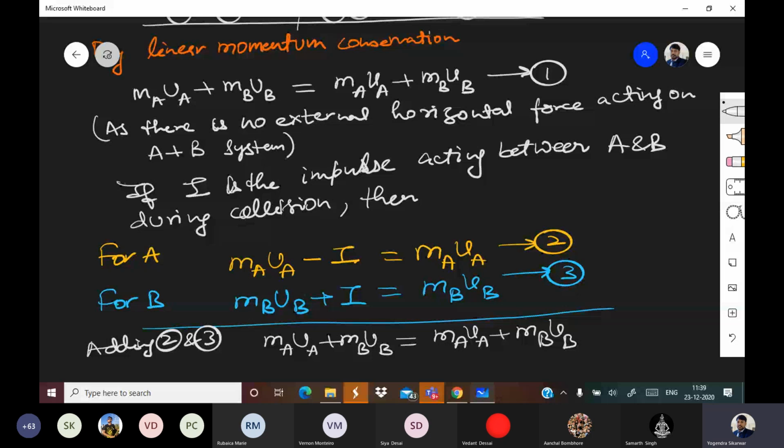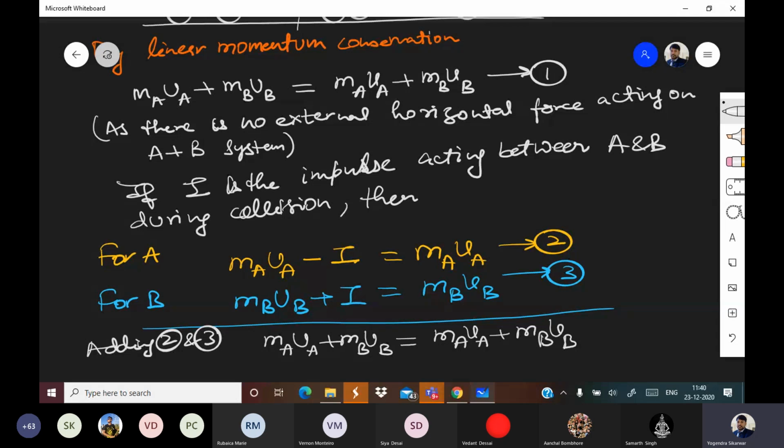How did we get this? See, when we added these two, we took A and B as a system. When we took A and B as a system, their impulses got cancelled. Are you getting it? So because of that, we got the linear momentum conservation equation.